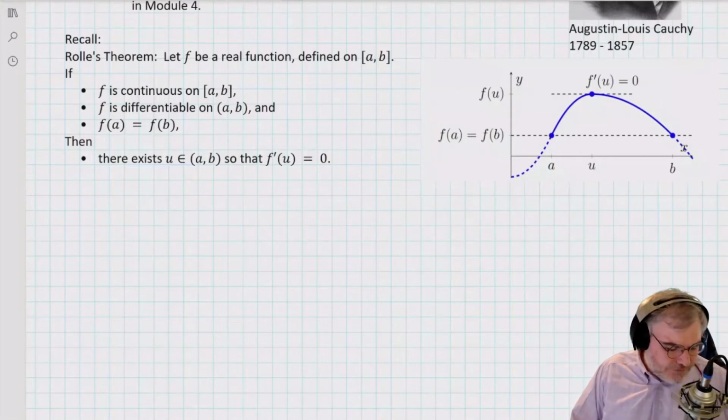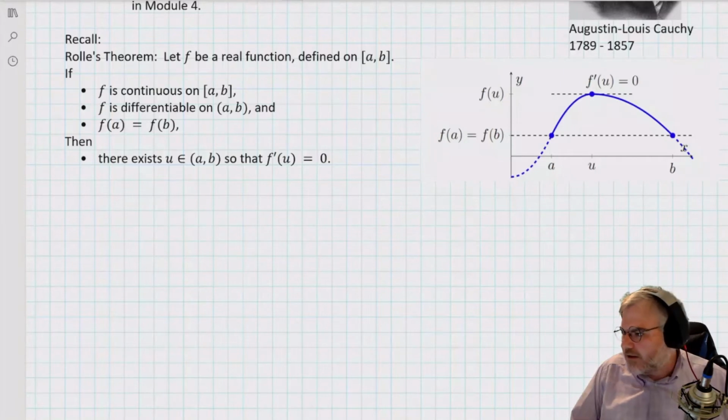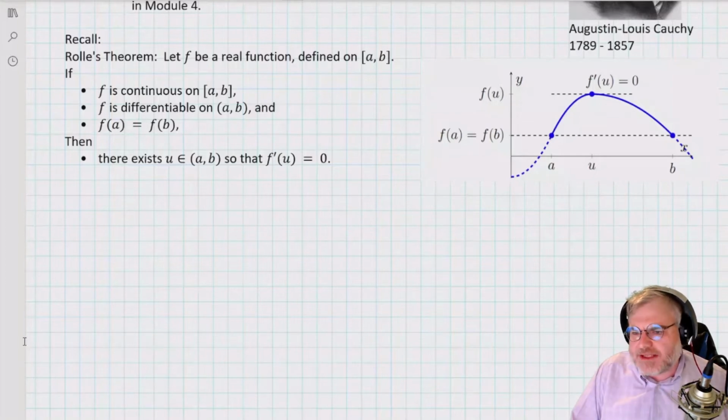Let me do that here. So let's press this button here. If I want to revisit this, there's nothing really special about the fact that that tangent line is 0. I can revisit this whole thing.